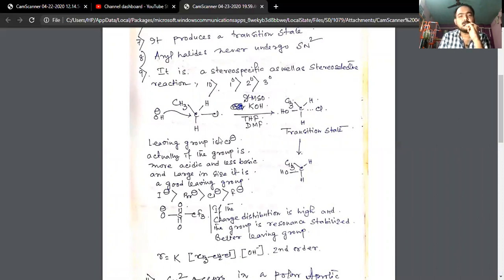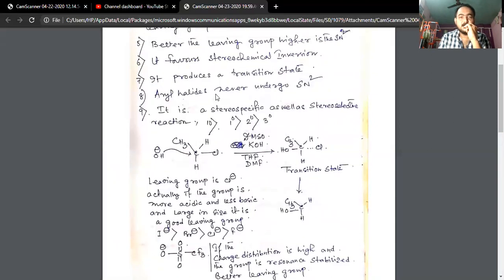So what happens in case of leaving group? You should see if the size is large and the acidic character is high, the leaving group capability is also high. So CH3CH2I will undergo SN2 reaction faster than CH3CH2Br, then CH3CH2Cl, then CH3CH2F. So this is the leaving group.